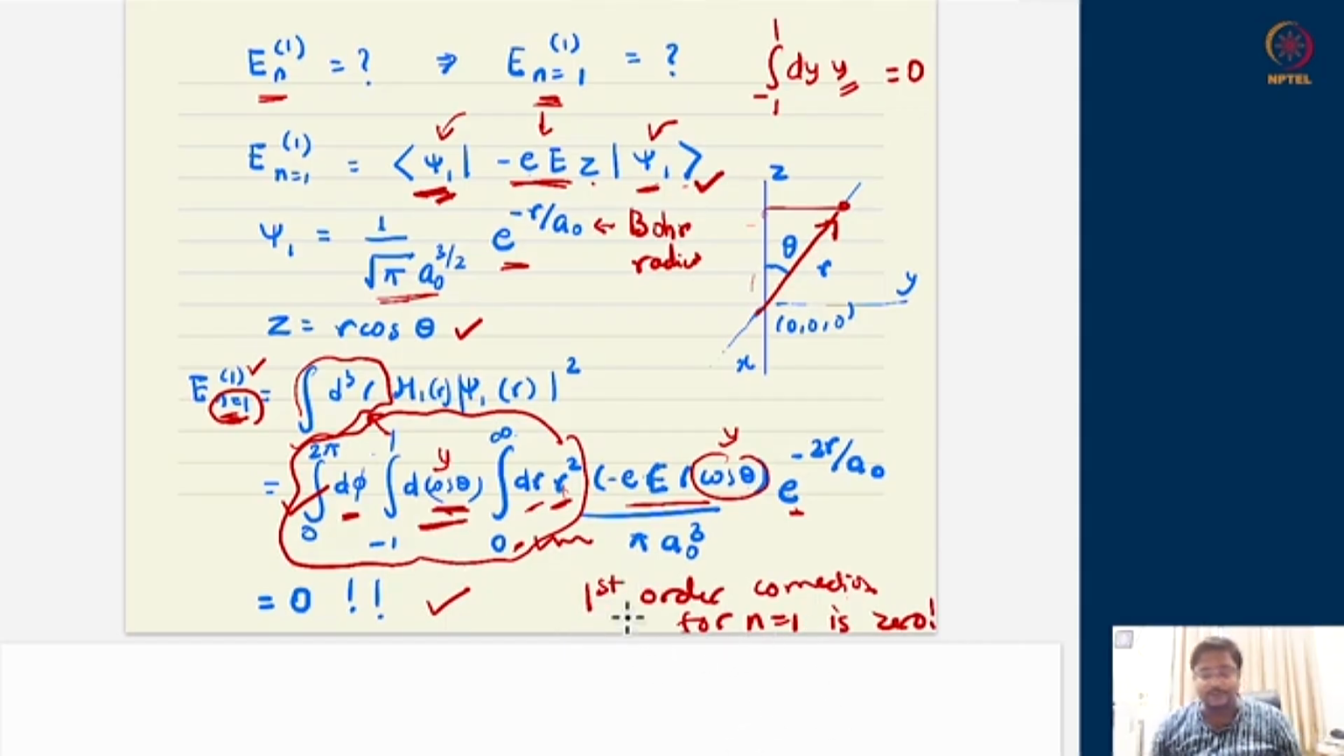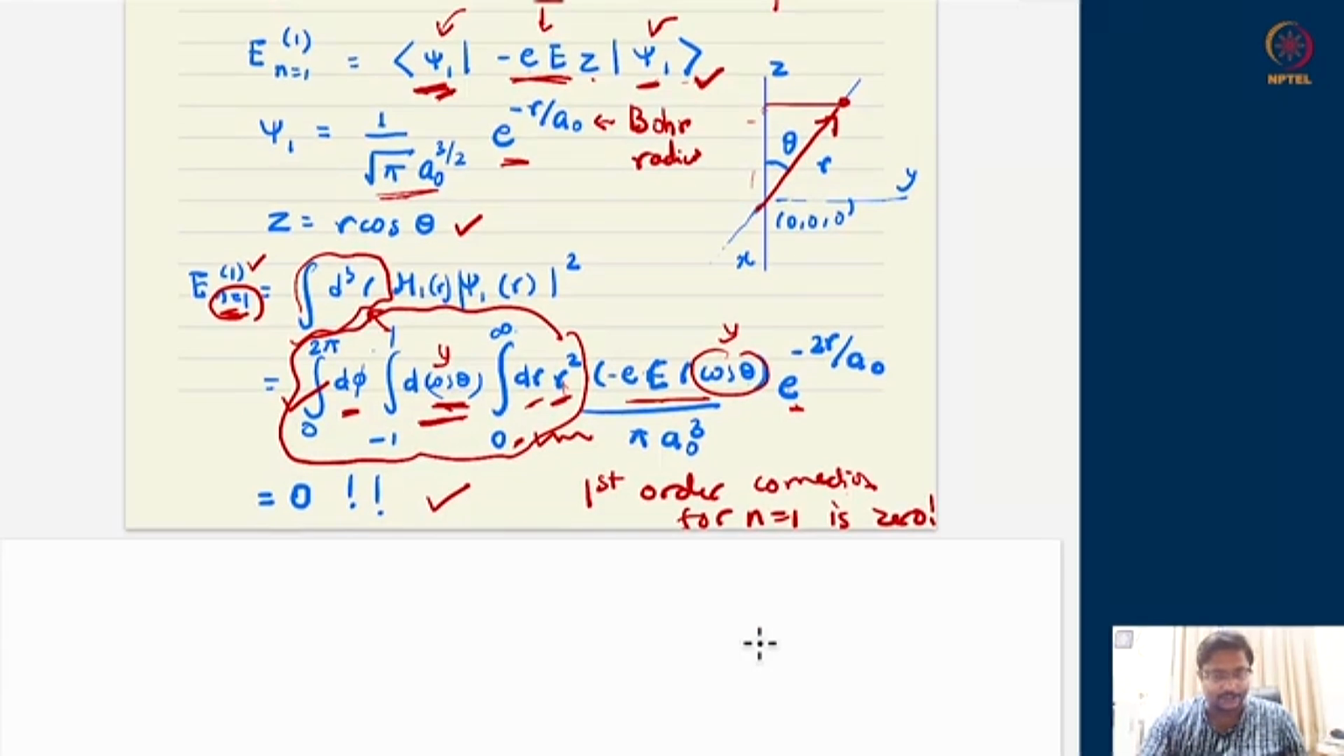It is only true for first order for n is equal to 1. So we have seen the ground state does not change at the first order in eigenvalue. The eigenvalue does not change. Does it mean the eigenfunction also does not change? Let us check that and let us go downwards.